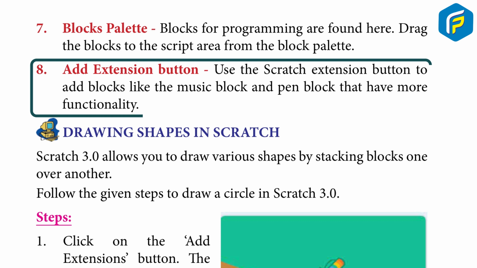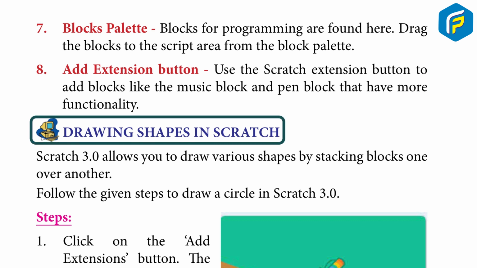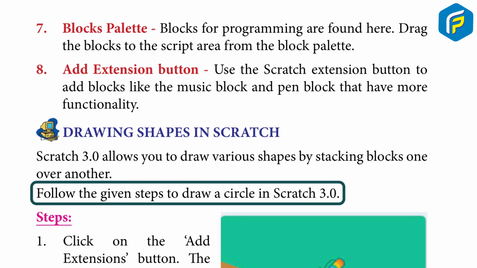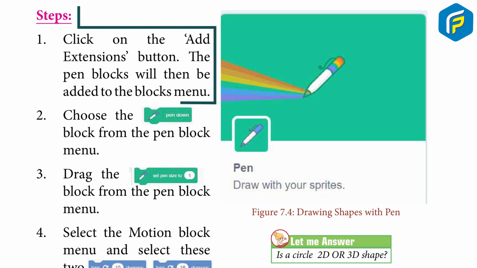8. Add extension button. Use the Scratch extension button to add blocks like the music block and pen block and have more functionality. Drawing shapes in Scratch. Scratch 3.0 allows you to draw various shapes by stacking blocks one over another. Follow the given steps to draw a cycle in Scratch 3.0. Steps: 1. Click on the Add Extensions button. The pen blocks will then be added to the block menu.